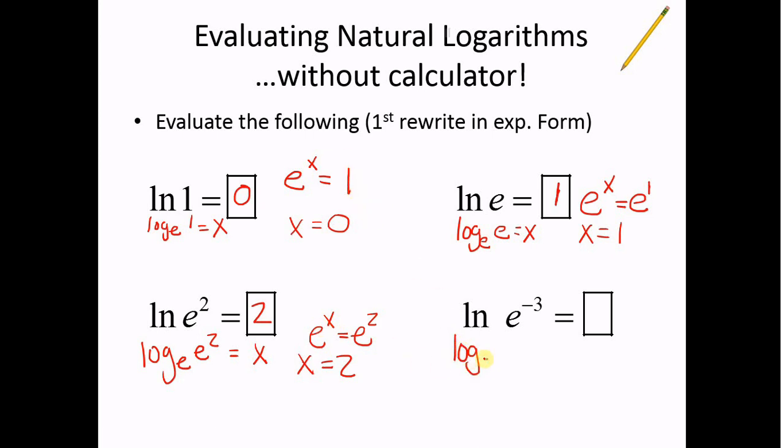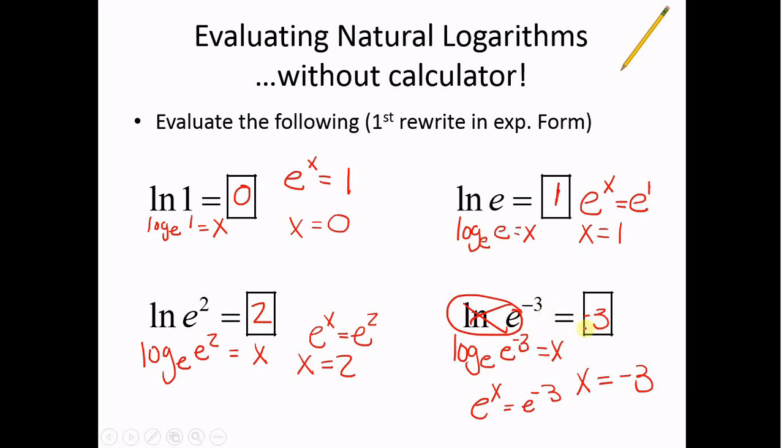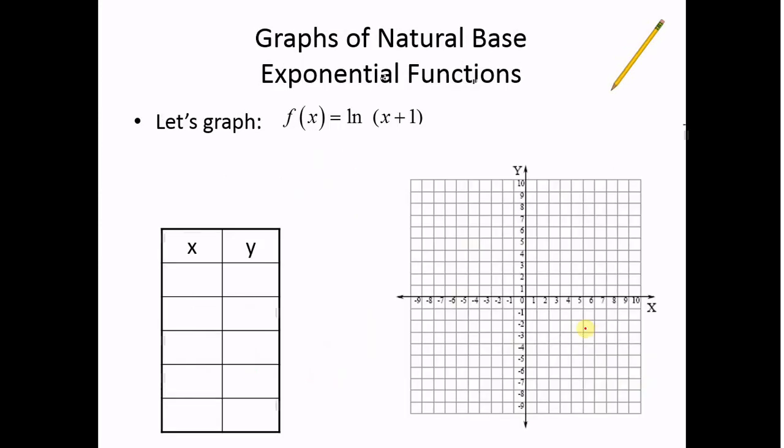So what about this? ln, so we got log base e of e to the negative 3 equals x. So e to the x equals e to the negative 3. x has to be negative 3. Notice how ln and e kind of basically cancel each other out. They're opposites of one another. Pretty awesome. You're always going to get the answer that you're left with. Just a little note to kind of keep in the back of your head. ln and e are inverses, which helps us graph these.